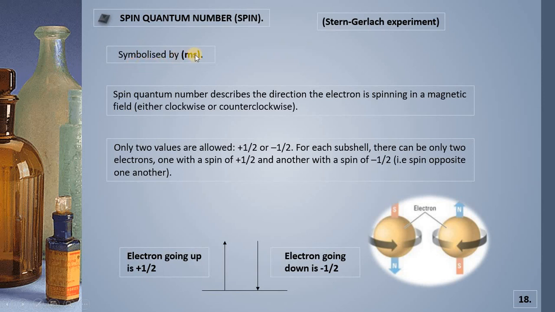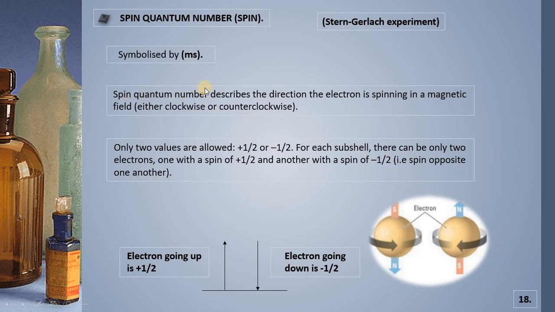It is symbolized by MS. The only bone of contention here is that only two values are allowed: plus 1/2, that is 0.5, or minus 1/2, which is 0.5 as well. For each subset, there can only be two electrons, one with a spin of plus 1/2 and another with a spin of minus 1/2. So they spin in opposite directions.